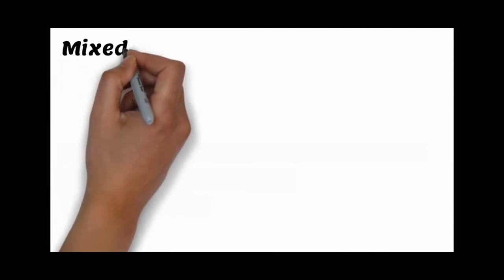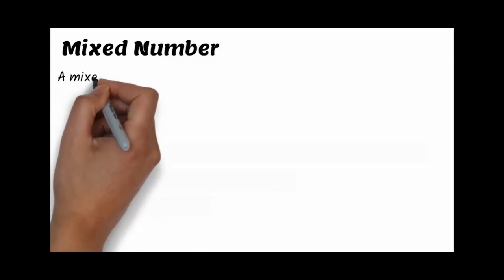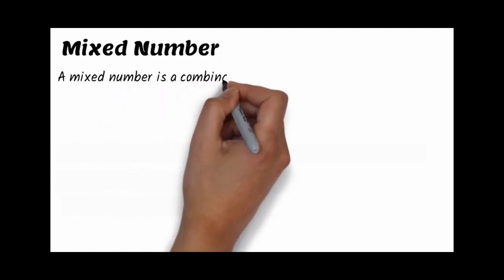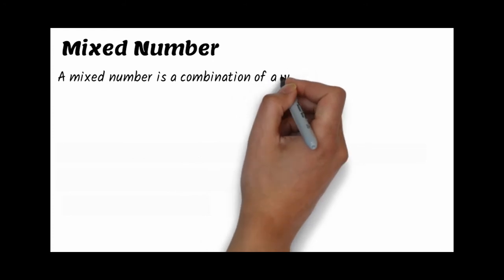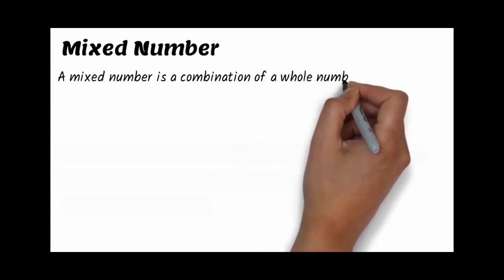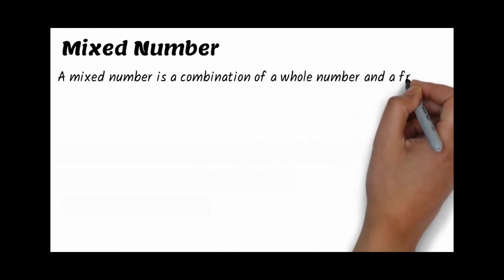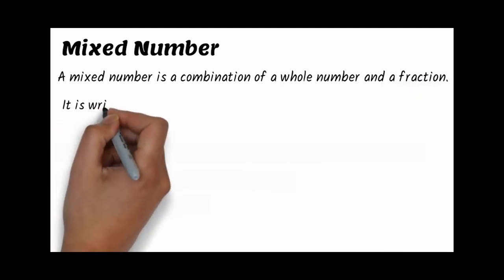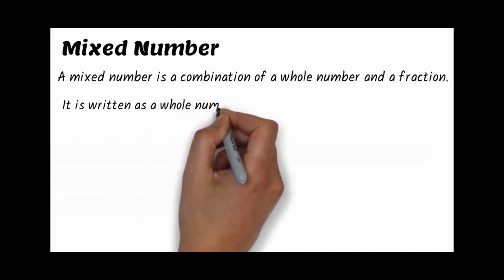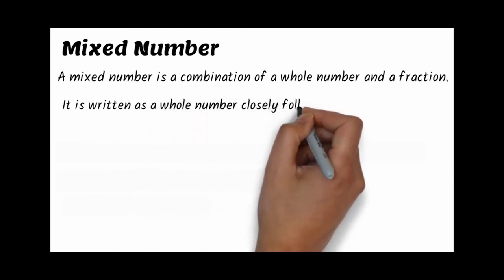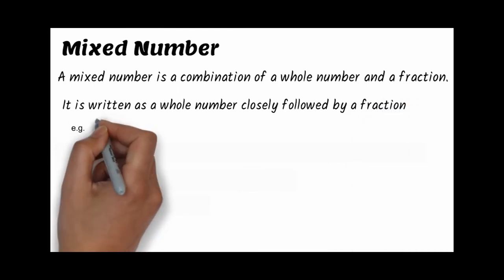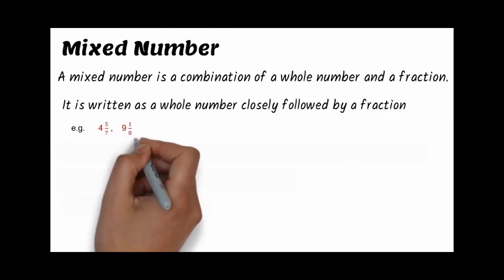Let's look at what is a mixed number. So a mixed number is a combination of a whole number and a fraction. Hence the name mixed, where we have both the whole number and a fraction to represent a number. So the way we write a mixed number is we first write the whole number and then closely followed by a fraction. Okay? So let's show some examples. For example, 4 and 5/7, 9 and 1/8.